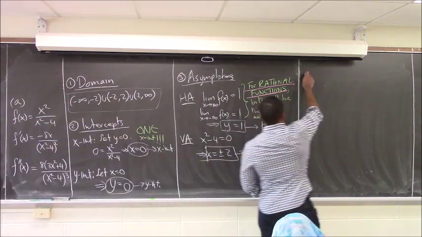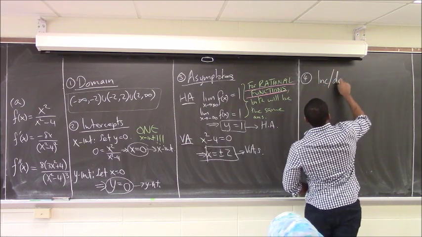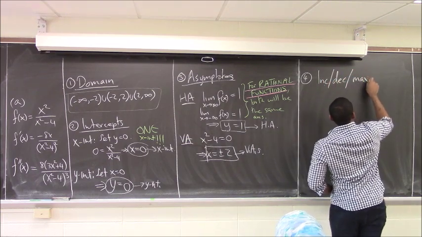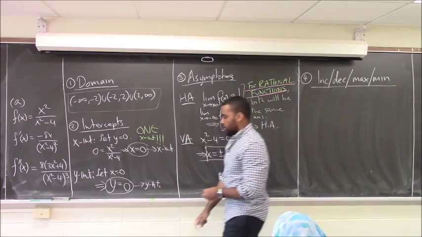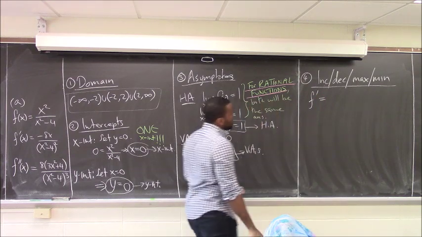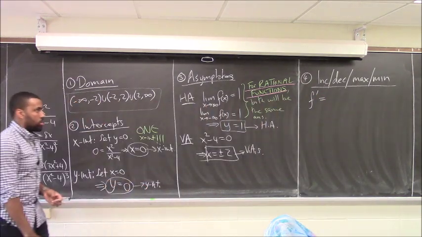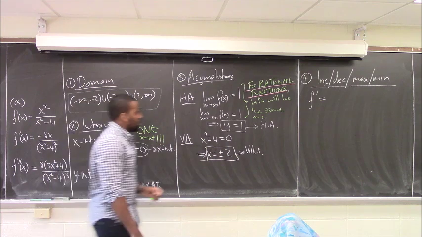The fourth thing we want to find: intervals of increasing, decreasing, locations of maximums, minimums. For this, we use the first derivative. Every time we want information like that, we will always use the first derivative. So the question asks us to find the extrema and the intervals of increasing and decreasing, so we're going to look at the derivative.